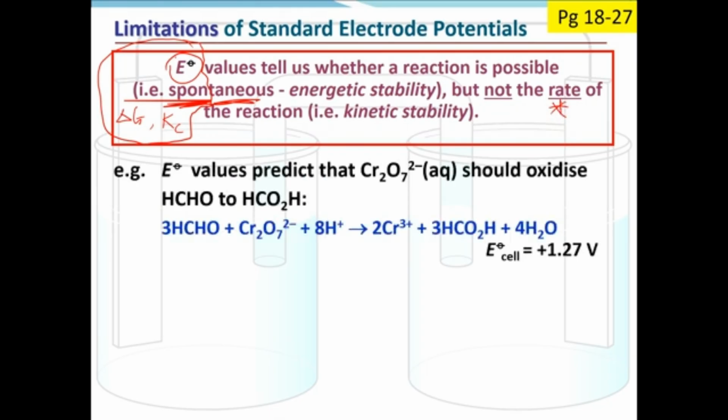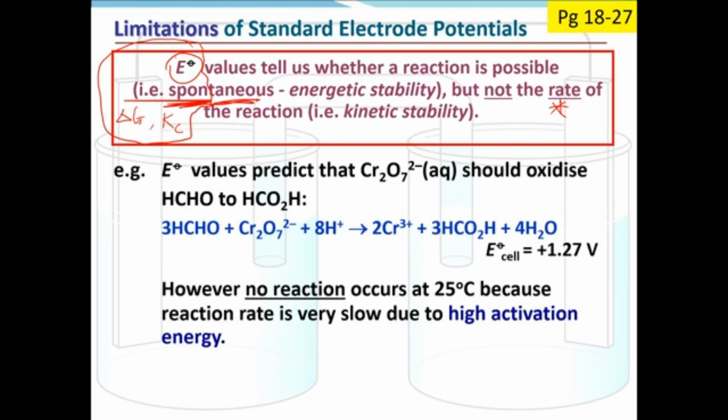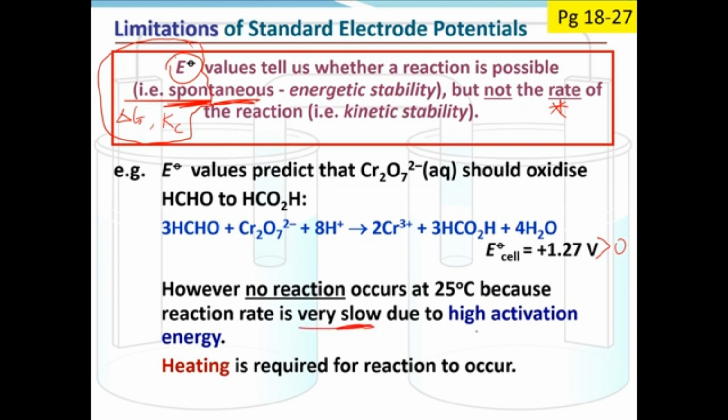So in this example, we know that dichromate oxidizes methanol, right? The E0 value is positive, it shows us that it's spontaneous, but there's no visible reaction and it requires heating in fact, right? Because it's actually very slow, and when it's very slow, we are talking about high activation energy, correct? So the activation energy is high, the rate constant, the small k, is probably very small, right? This is a low value. And now you need to increase the temperature so as to increase the rate.